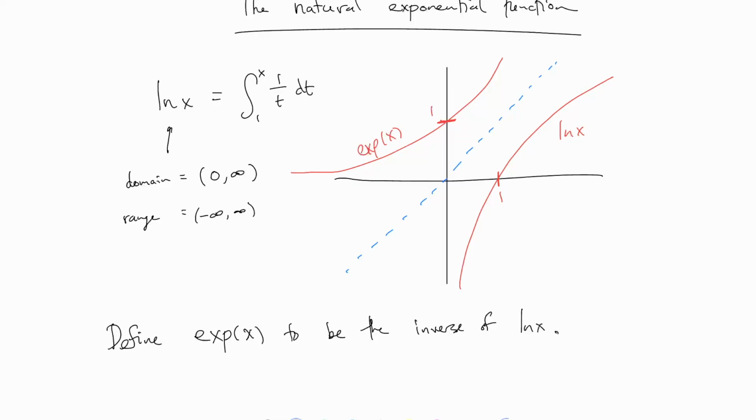So this is the definition of the exponential function. In this context, this is referred to as the natural exponential function. We all know there are other exponential functions too, but this is the special one. This is the one that goes together with ln of x as its inverse. And this is called the natural exponential function.